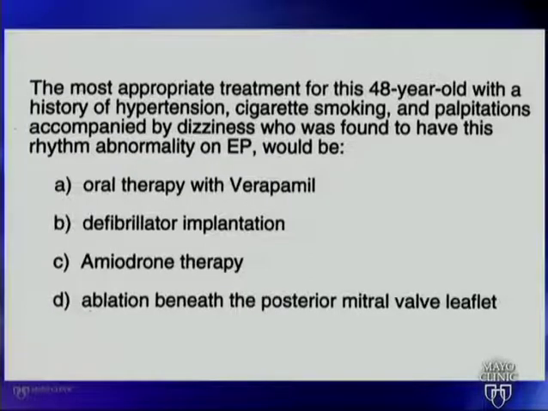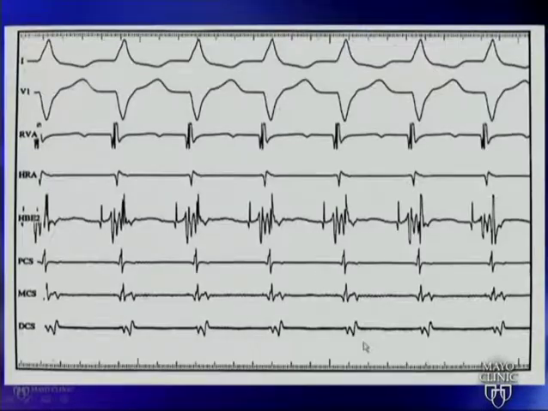So here, this is a management question, and I'll show you the intracardiac tracing in just a bit. This is a 48-year-old with hypertension, cigarette smoking, palpitations, and had this rhythm abnormality in the EP lab. And what will come back, and I'll show you the choices, is it going to be verapamil, a defibrillator, amiodarone, or are we going to ablate something? So look at this. Just like before, the wrong reaction when you get intracardiac tracings is to get some funny feeling in your stomach and say, I'm never going to understand this.